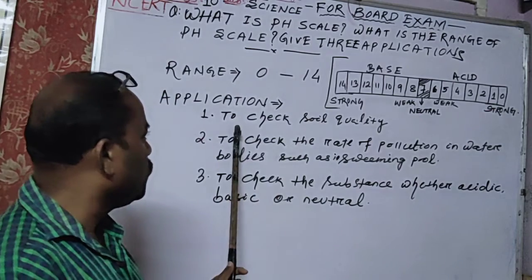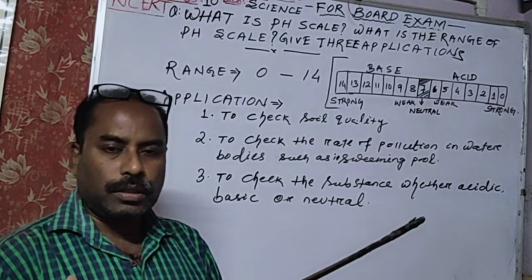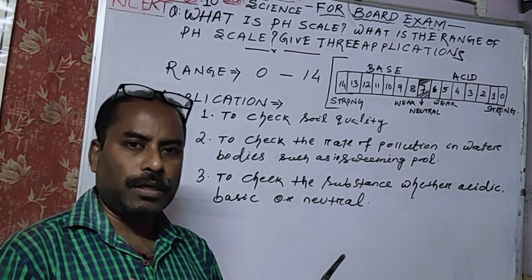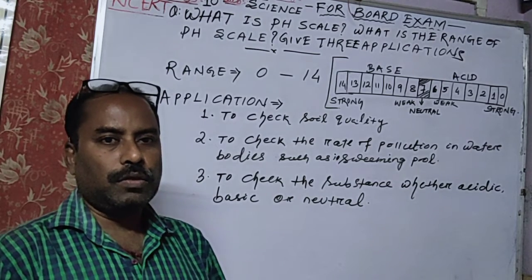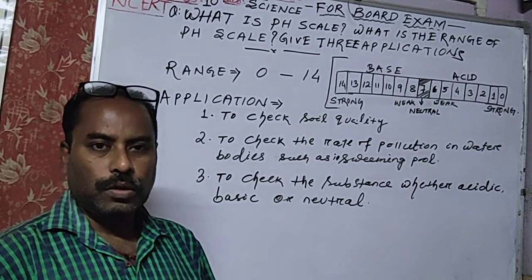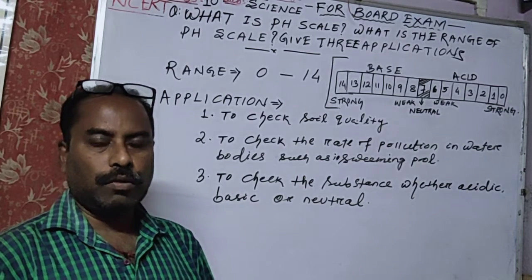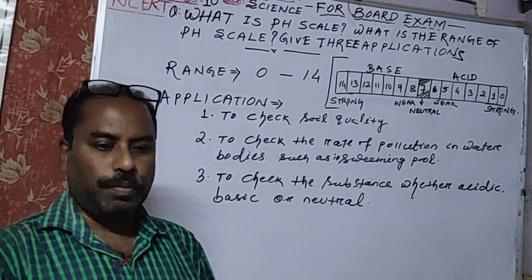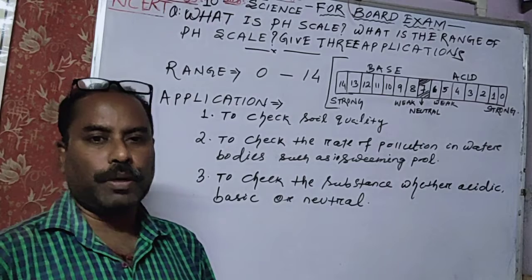So I have given here, to check the soil quality. In agriculture, the type of crop depends upon the quality of the soil. Sometimes the soil becomes acidic in nature. Sometimes it becomes basic in nature. Generally in acidic soil, the crop is not good. So we need to change its pH towards the base. What we do is use some lime, calcium oxide, to bring up the pH. So it becomes a little basic, and that will be good for the crop.